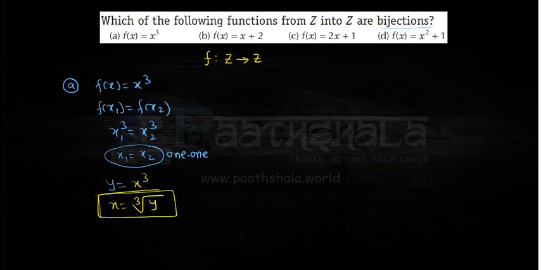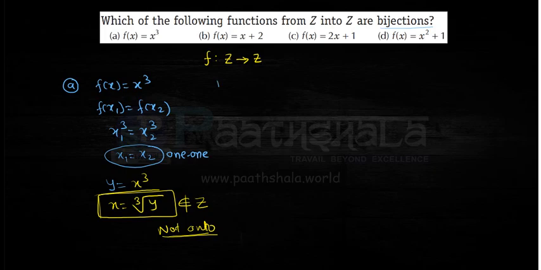Now we can see for negative values we cannot tell the value of the cube root, those values will be imaginary. We cannot find the cube root of negative numbers. Hence this does not belong to Z. Hence this function is not onto, that is not a surjective function. Hence the function is only one-one, not a bijective function.